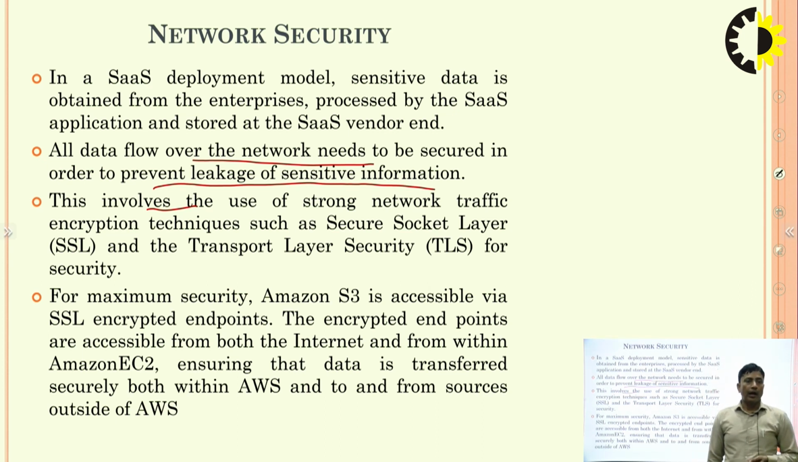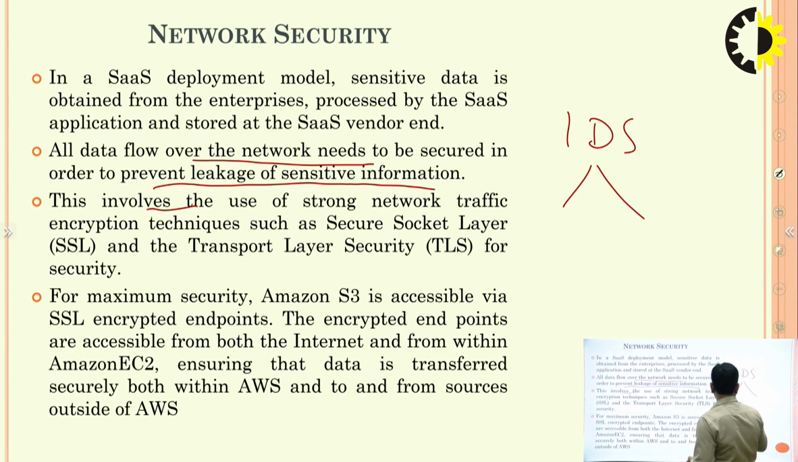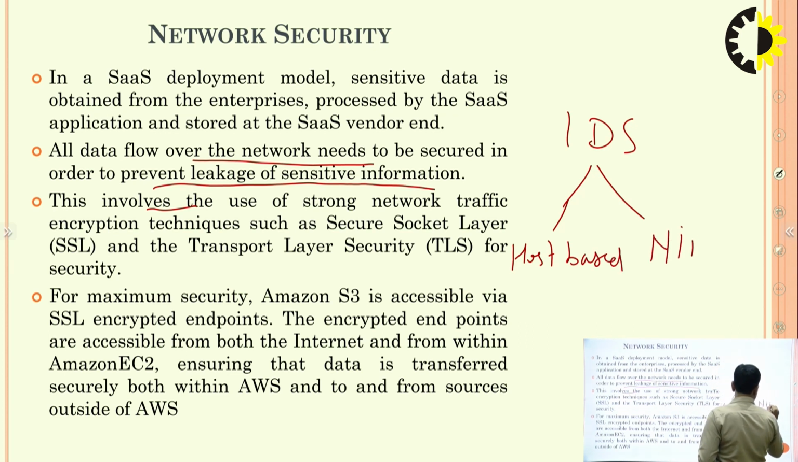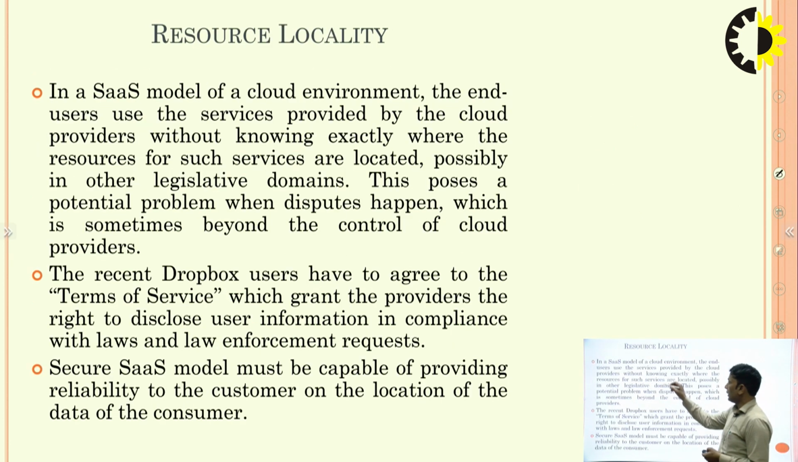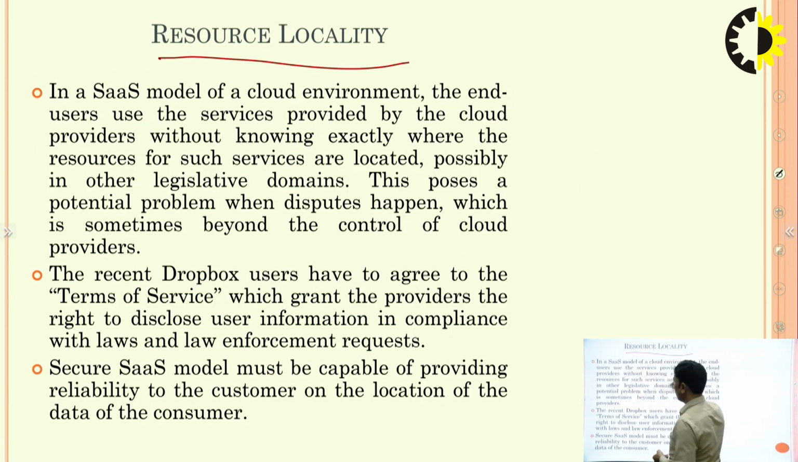Okay. And for network security, there should be a proper intrusion detection system. When we talk about intrusion detection systems, IDS, this is of two kinds: host based and NIDS, network based IDS, intrusion detection system. Okay. So there should be a proper mechanism for this. Resource locality, this is the other issue in SaaS security.